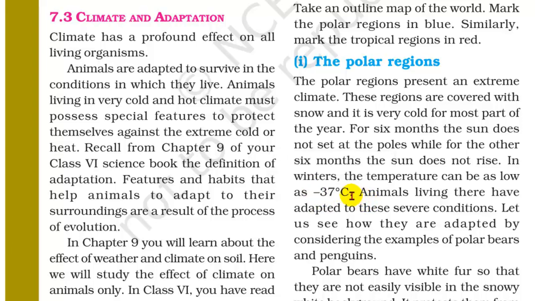Here you may think that ice freezes at 0 degrees Celsius. This minus 37 degrees Celsius is below 0 degrees Celsius, which shows that it is very cold. One example of an animal living in the polar region is the polar bear.